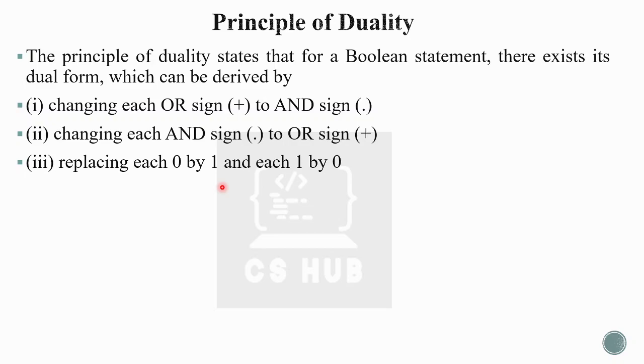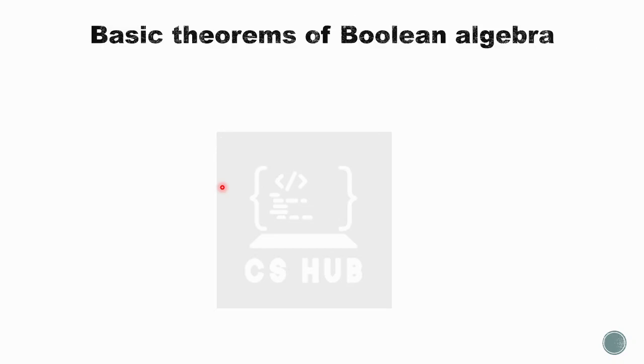Hope the concept is clear. This is all about the principle of duality. This states that for a Boolean statement, there exists its dual form, and this dual form can be derived by interchanging all zeros and ones and interchanging all AND and OR operators. Next topic is basic theorems of Boolean algebra.